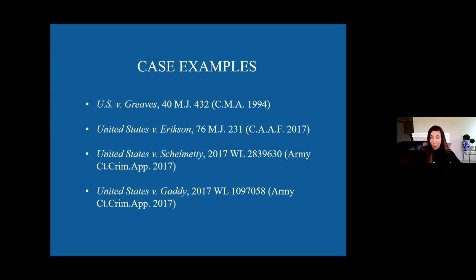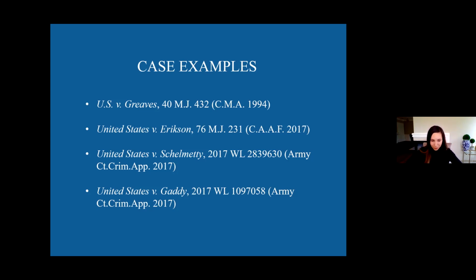So taking a step back, there are certainly many more cases in the military courts that cover a wide range of 412 issues that a VLC might encounter. But these four cases can at least serve as a jumping off point to understand the types of 412 issues that are out there. So before I conclude the MRE 412 portion of this presentation, I just want to reiterate some key takeaways.